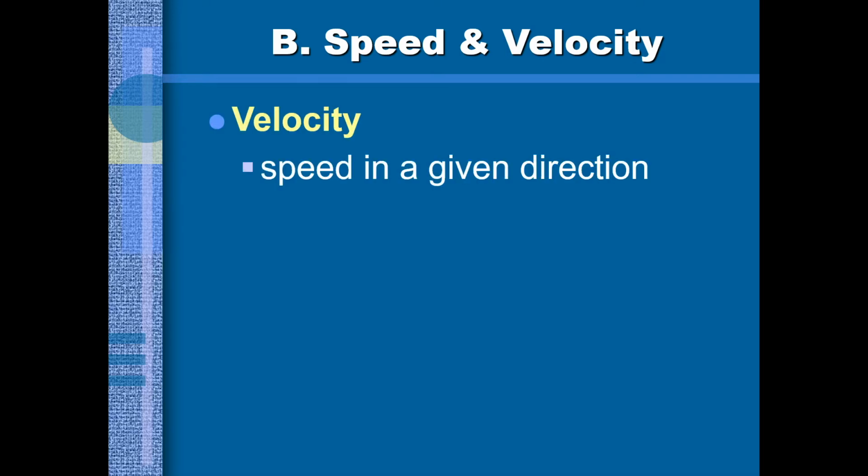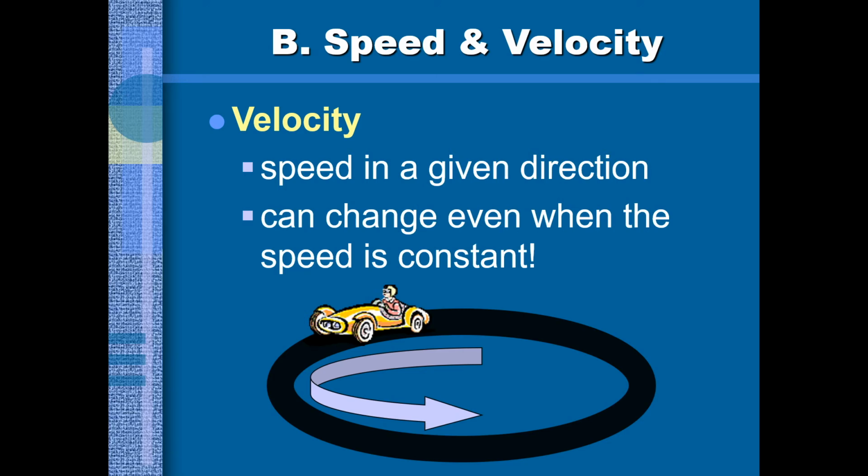So velocity is speed in a given direction. Note that if you change your direction, you also change your velocity, even if your speed doesn't change. So this is the big difference between speed and velocity. Velocity can have a change even when the speed is constant. So if you're going around a circle going constant 55 miles an hour, your speed is constant, but your velocity is changing. Because if your direction changes, your velocity also changes. So velocity depends on both your speed and direction. Make sense?